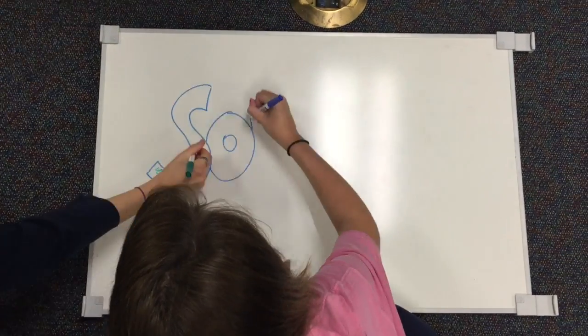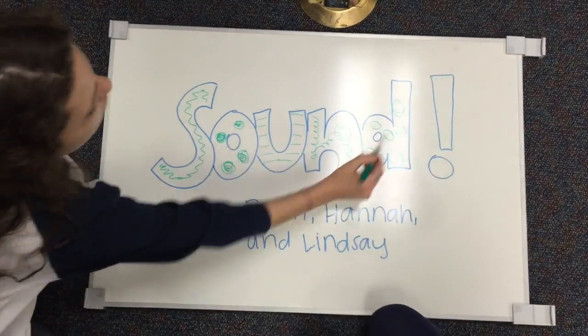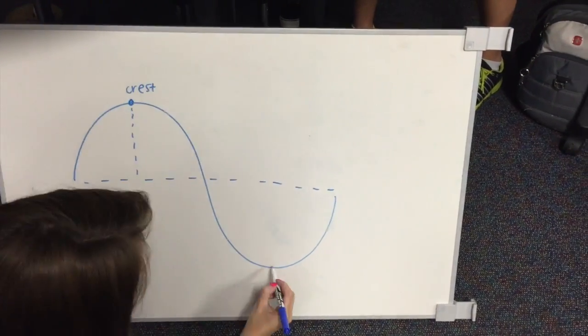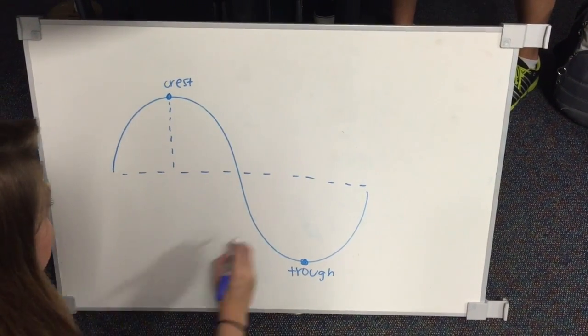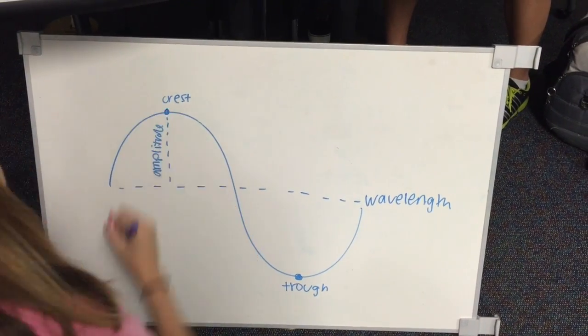Today in Physics with Beth and Hannah and Lindsay, we're going to teach you about sound. Sound moves in transverse waves. These waves have a crest, which is the high point, a trough, which is the low point, and a wavelength, which is the length between two crests or two troughs, and an amplitude, which is the height.